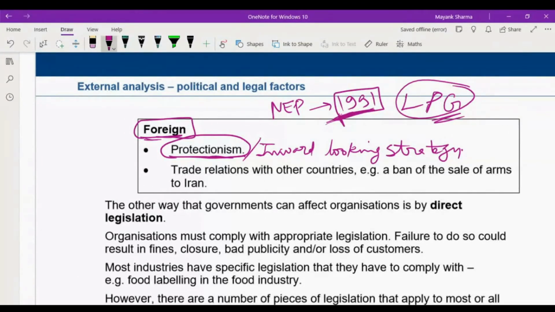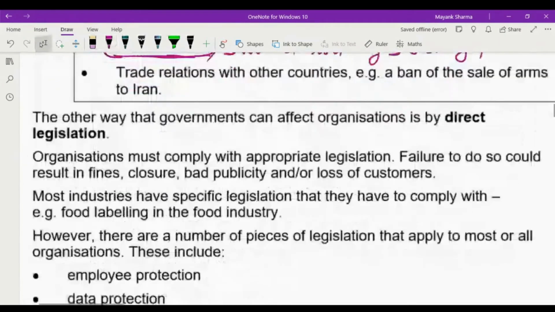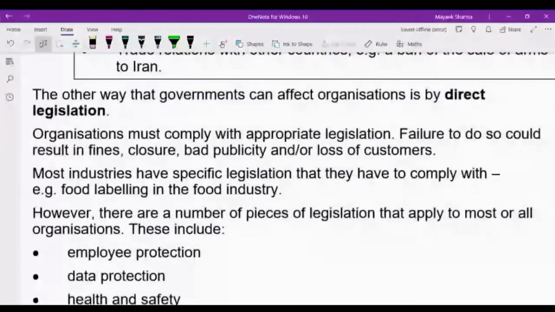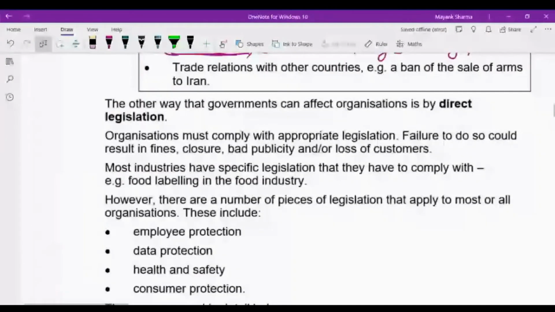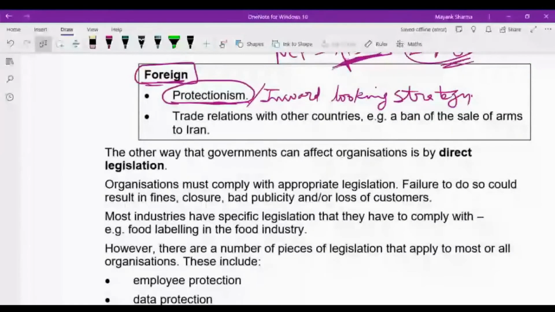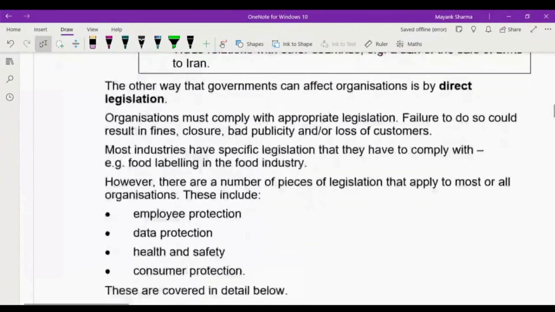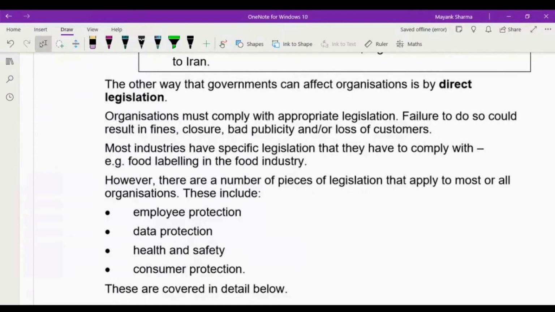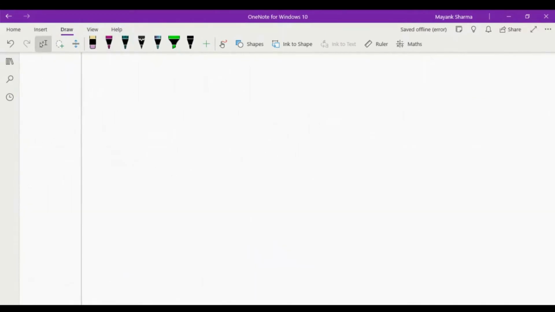Accordingly, imports and exports have increased a lot. The economy has opened a lot. Technology has flown in, and Indian firms have gone to the global market. So such kinds of strategies or policies of government impact businesses to a large extent. The other way that government can affect organizations is by direct legislation. So now let's talk about legislations which impact the business.